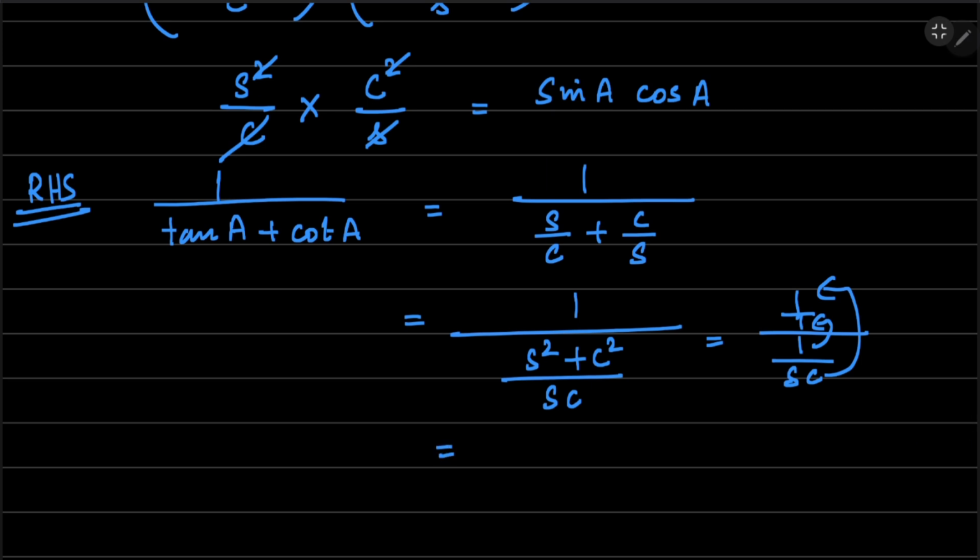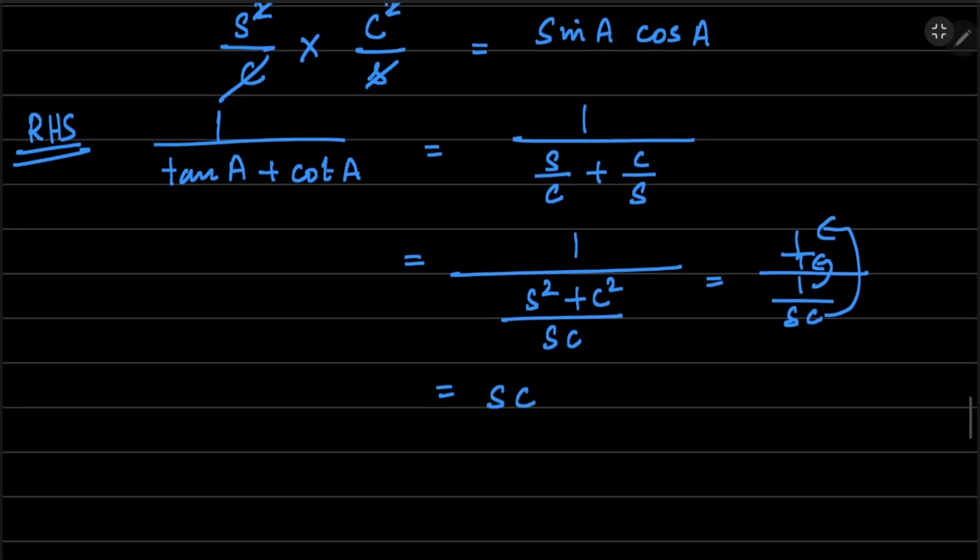As I told you, whenever you have fraction over fraction, the numerator of the above with the denominator of the below fraction, and the denominator of the above with the numerator of the below fraction. So you have to multiply, which is nothing but, again, sine A cos A. This is also sine A cos A, right? That's all. So therefore, you have proved your LHS is equal to RHS, hence proved.